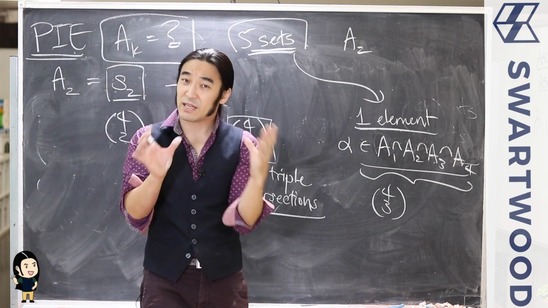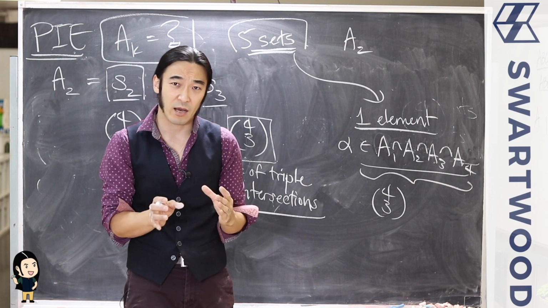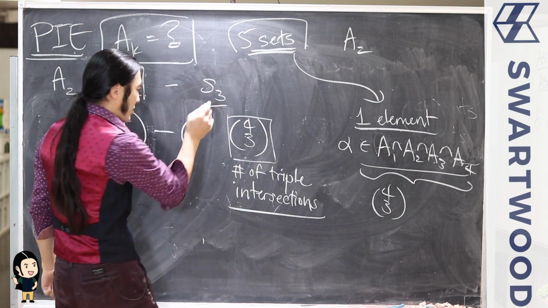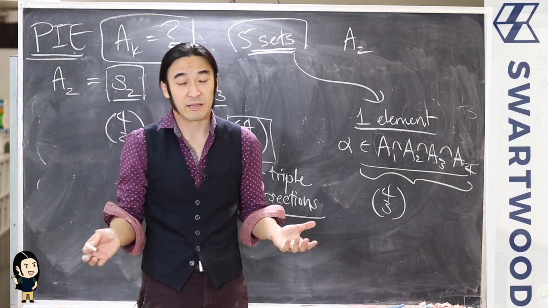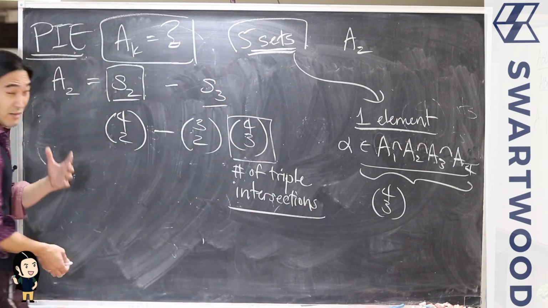But for each triple intersection, how many pairs can you pick out? Well, in a triple intersection, there are 3 guys, right? And you're going to pick out 2. Does everybody see that? All right, so what's our game plan? So how would you come up with this? It's going to be like this.